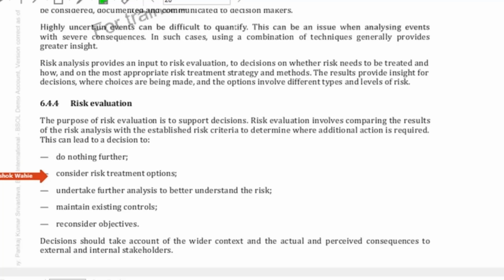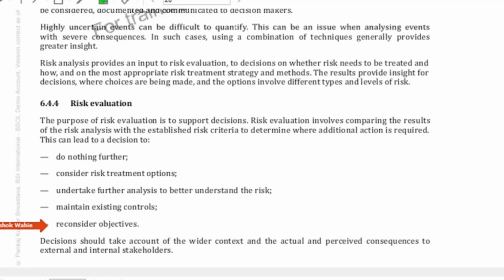In case the risk is falling within your appetite, maintain the existing control. Now in this case, I cannot maintain the existing control. I need to put some additional controls or reconsider the objectives. So there are various options available.